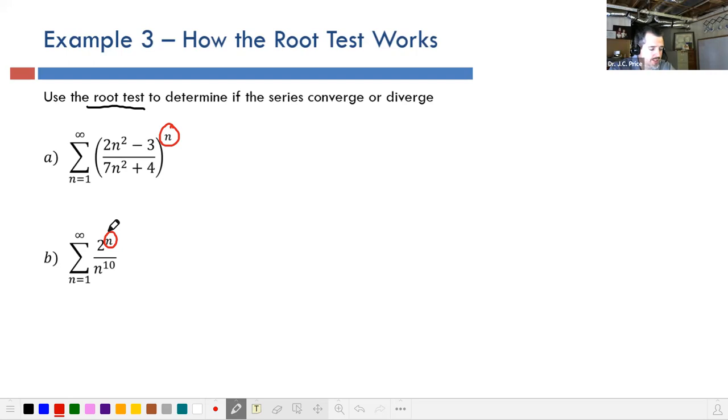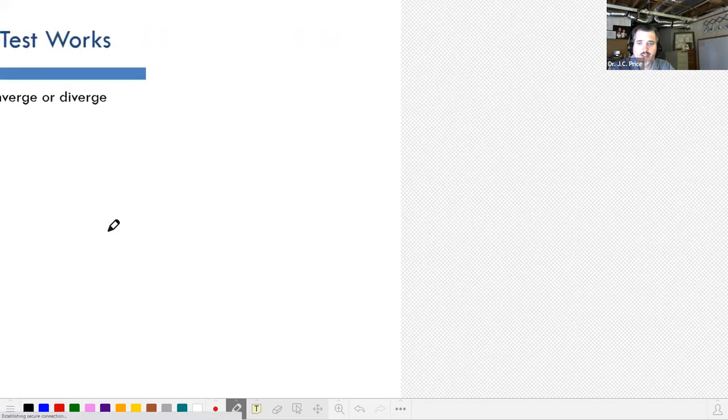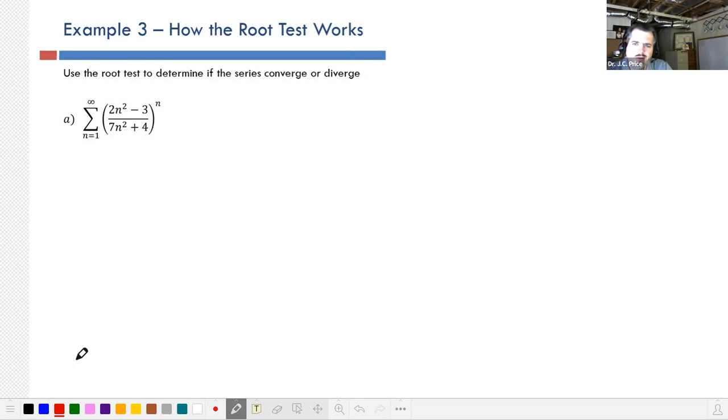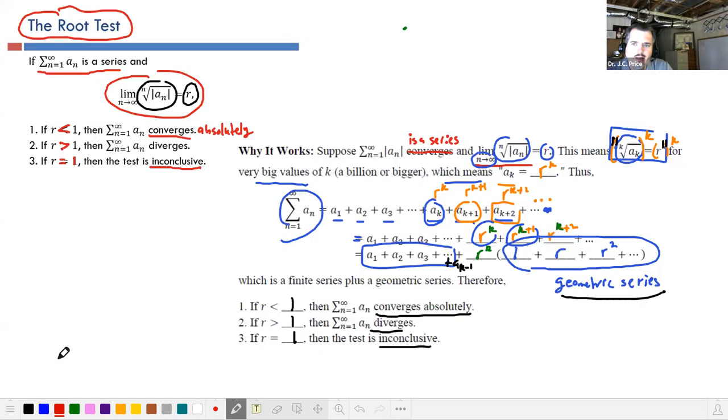So let's come over here and try this problem. And I forgot to write down the root test for you. So what do we want to do? Let's come back here and I can snip it, I guess. So let me snip it here, so we can carry that along with us if we want to.